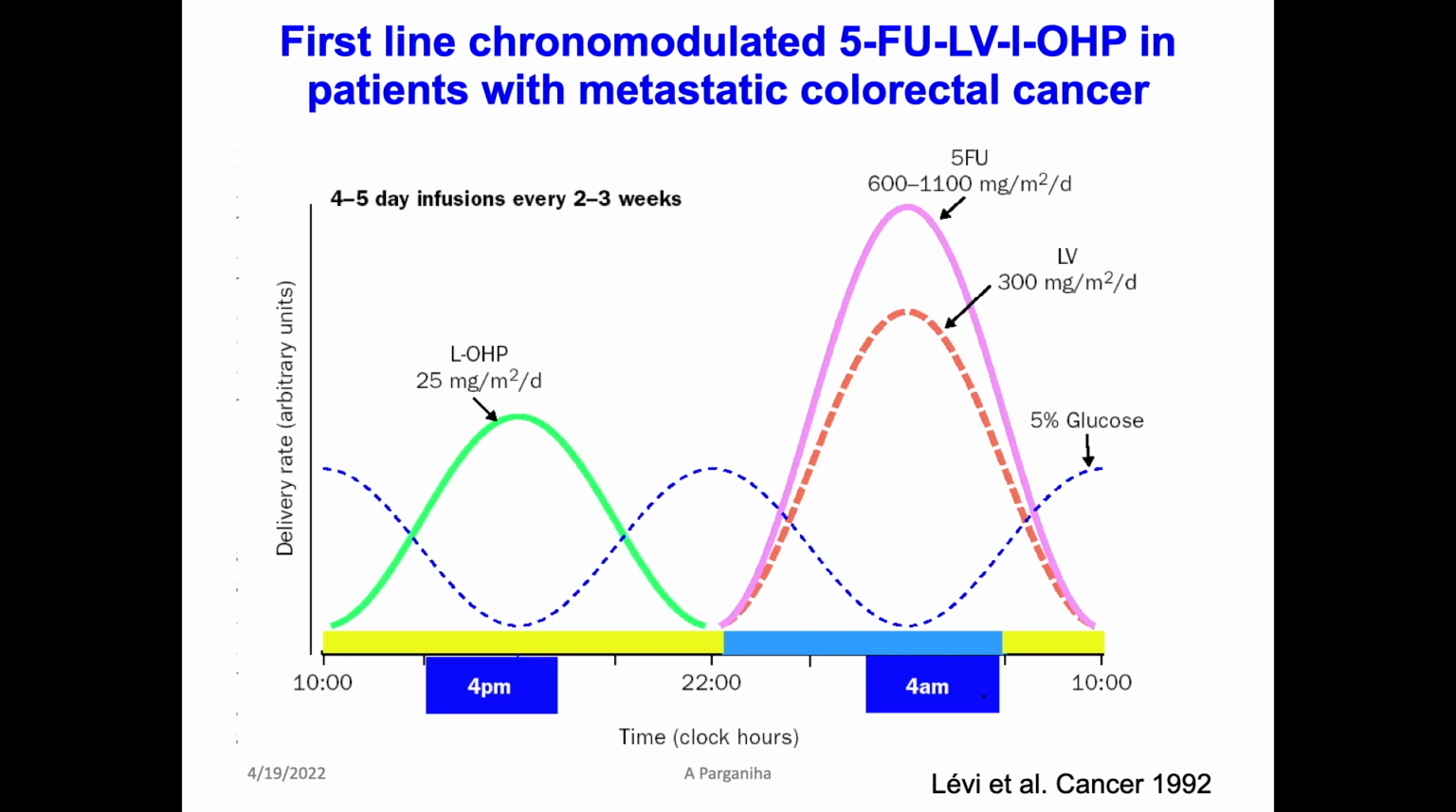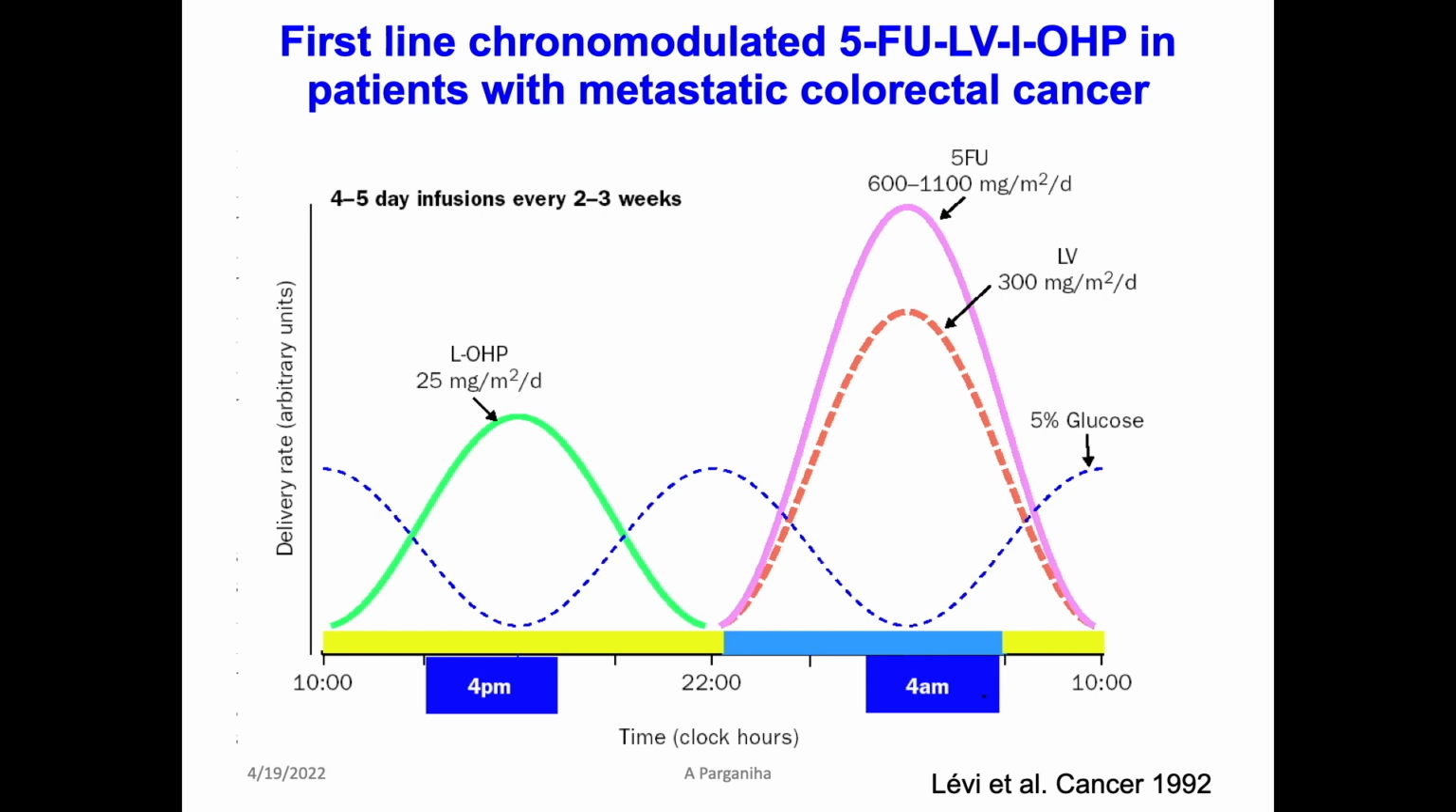At 10 a.m. the other drug, oxaliplatin, starts delivering in the body, and the maximum delivery occurs at 4 p.m. and then again it starts decreasing, and at 22 hours the delivery of this drug is stopped, and again these 2 drugs, 5-FU and leucovorin, start delivering in the body. So this rhythmic pattern of the delivery of the drugs continues for 4 to 5 days, and this protocol is repeated every 2 to 3 weeks.